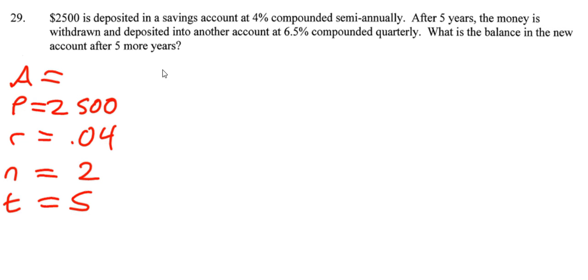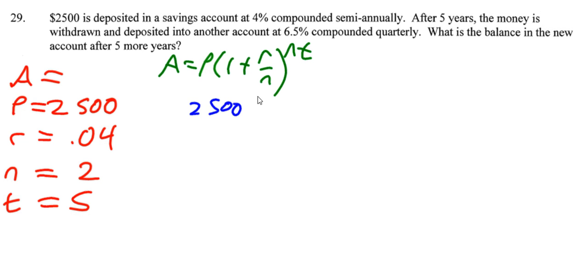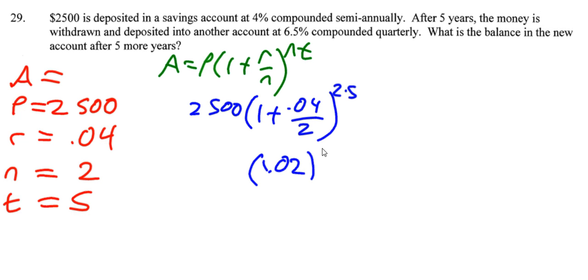So the formula A equals P times 1 plus R over N to the NT. So plug in the 2,500, 1 plus 0.04 divided by 2 to the 2 times 5. And remember, work inside out. So 0.04 divided by 2 is 0.02, plus 1 is 1.02 to the 10th power. And then we'll multiply.